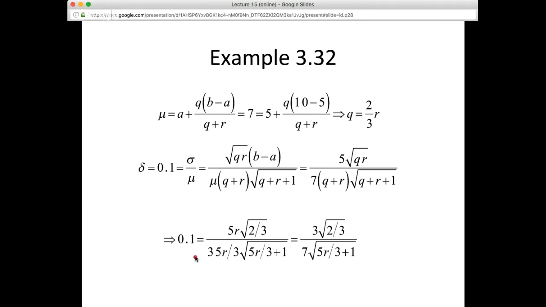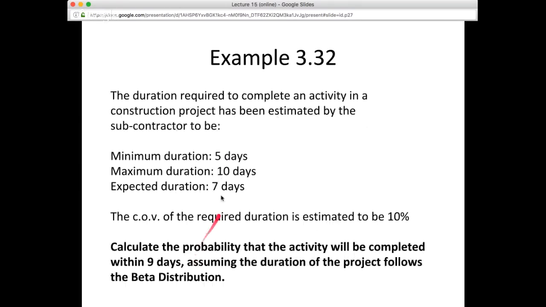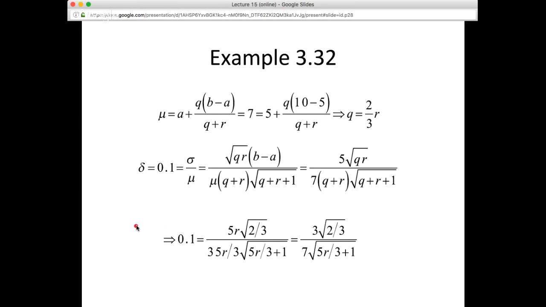All right, so let's think about this a little bit. We've been given the mean, because that's, of course, the expected value of the beta distribution, which is going to be here equal to 7 days. And we've also been given the coefficient of variation, which, of course, is the standard deviation divided by the mean. So we can solve for the variance and then use that. We're going to have two equations and two unknowns, Q and R, and we should be able to estimate values of Q and R from those two equations. So let's go ahead and do it.